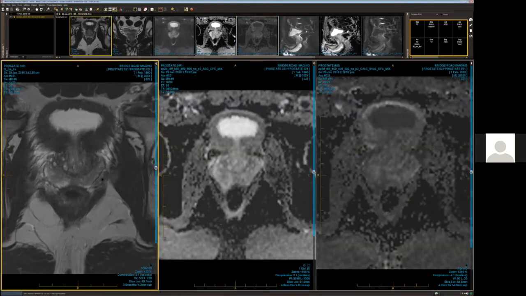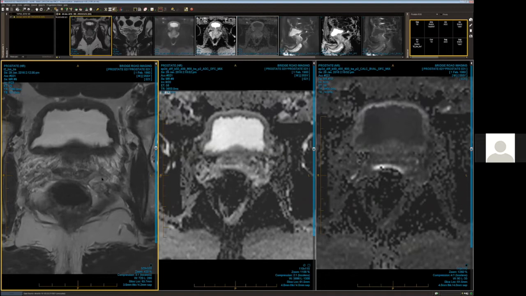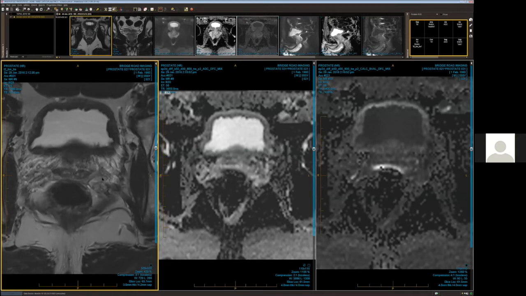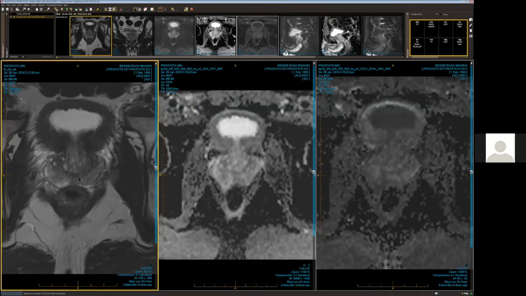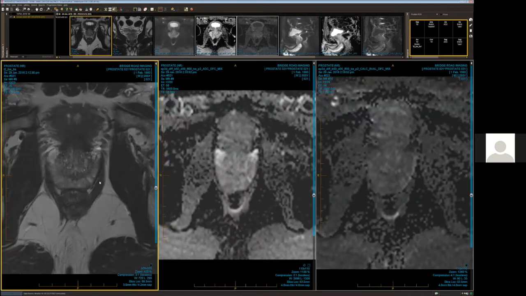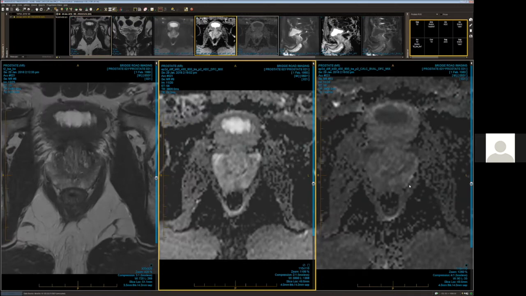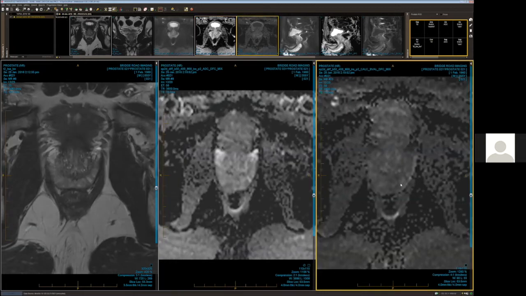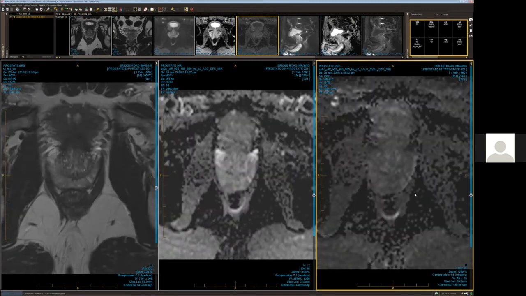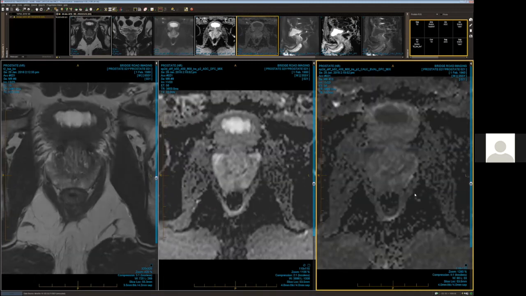So I've linked these 3 together, the T2s on the left, the ADC in the middle, and the high B value on the right. And we'll just scroll from base to apex. Typical BPH here, relatively homogeneous decreased signal intensity throughout the peripheral zone, which is always a little bit of a concern. But no real focal restricted diffusion. It's a little bit dark here, a little bit dark higher up, but it gets a little bit bright. But the ADC never gets below about 1200 on our system. So I can't see a focal lesion on this patient. I'd call this a PIRADS 2.